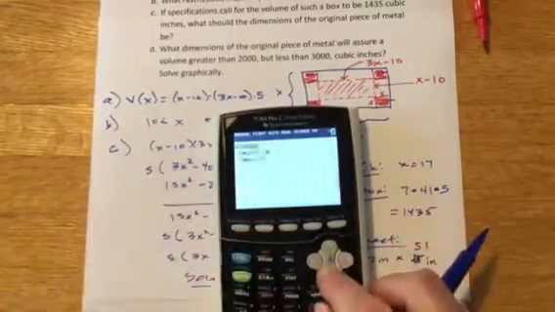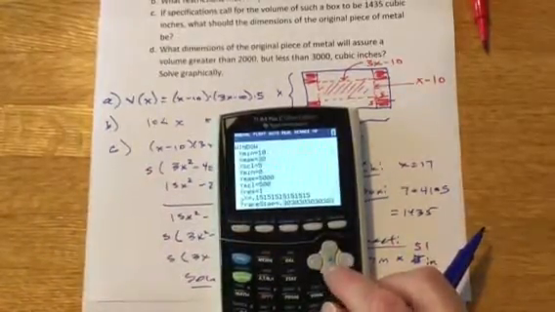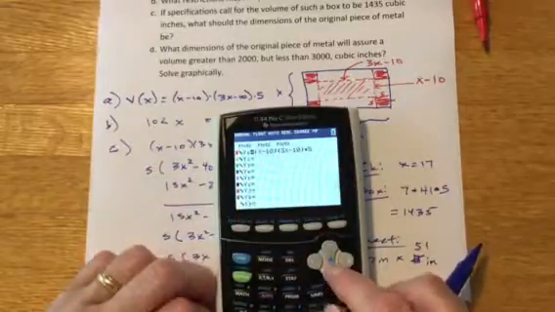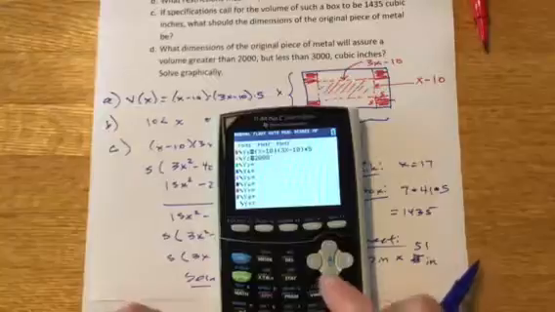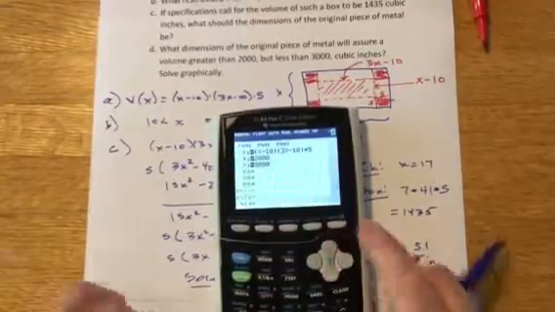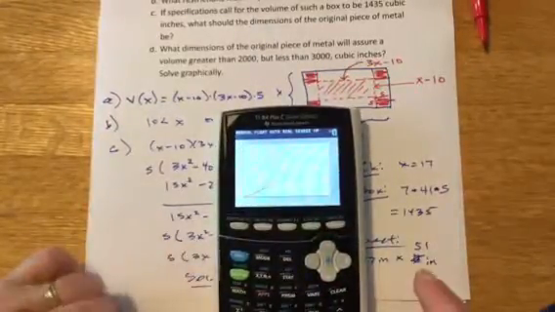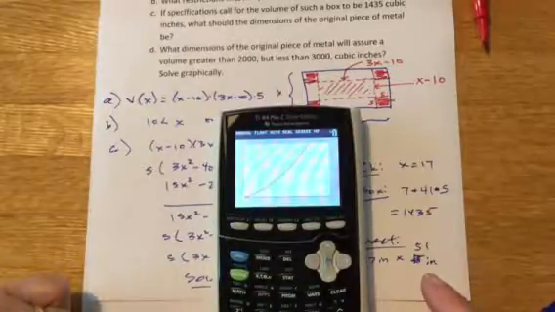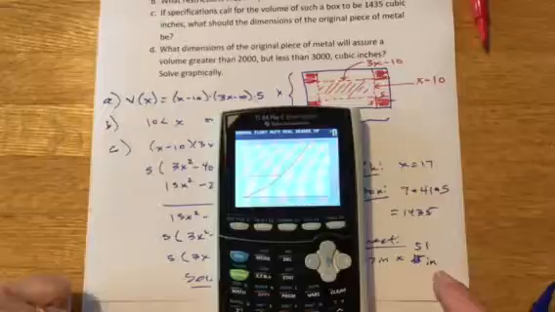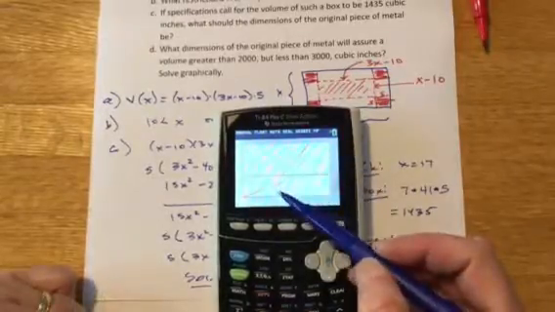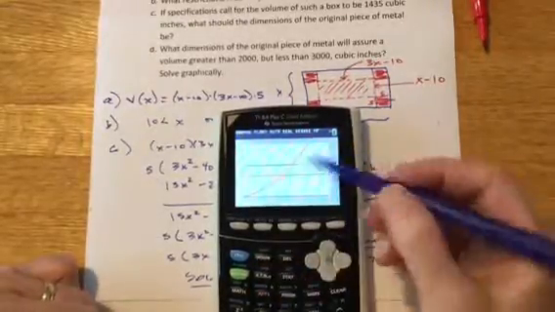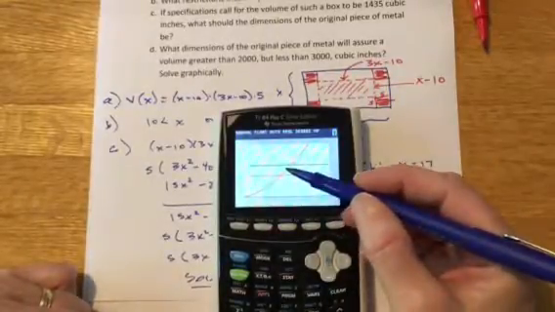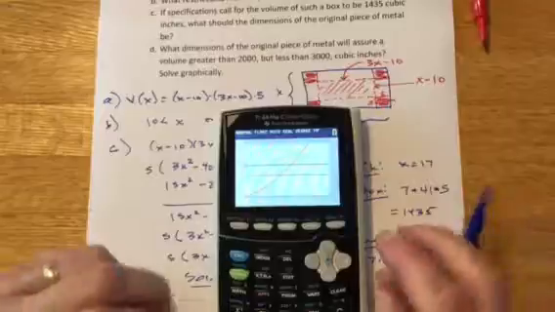Let me go back to my original window and just make this 10. Then we want it to be between 2,000 and 3,000. So we just put in those two horizontal lines, 2,000 and 3,000. This will give us a nice graph of what we're looking for. So from this x to this x is where we're looking. We can find the x value here and the x value up here, and we'll have what we need.